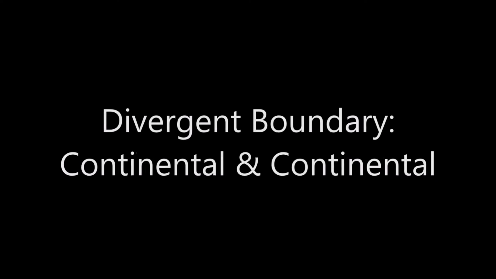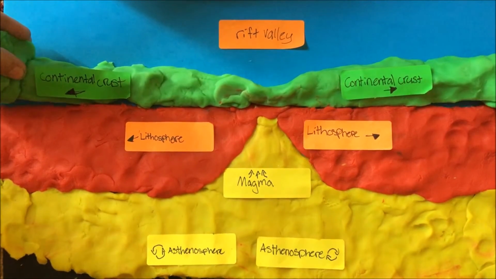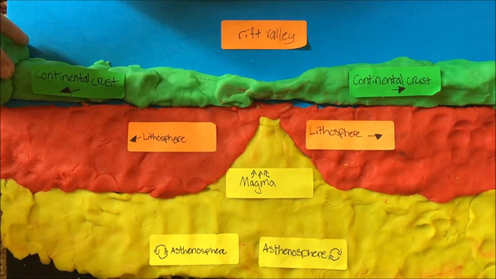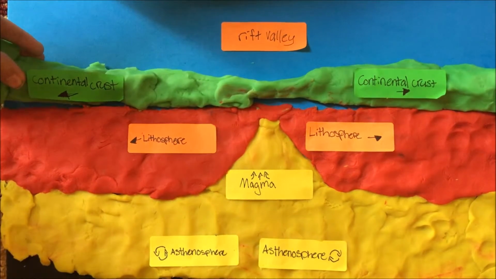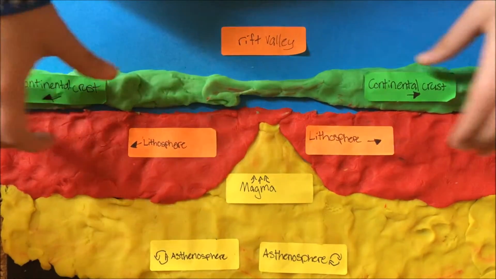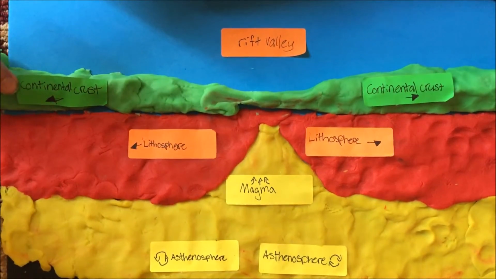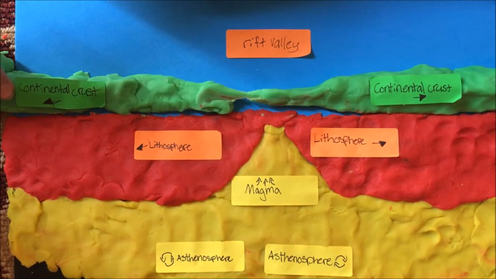Divergent boundary. Continental and continental. When a continental plate and another continental plate spread apart, it creates a rift valley. There are convection currents underneath the plates causing them to move away from the other unless they are stopped by an outside force. This is an example of one of Newton's laws of motion, inertia.